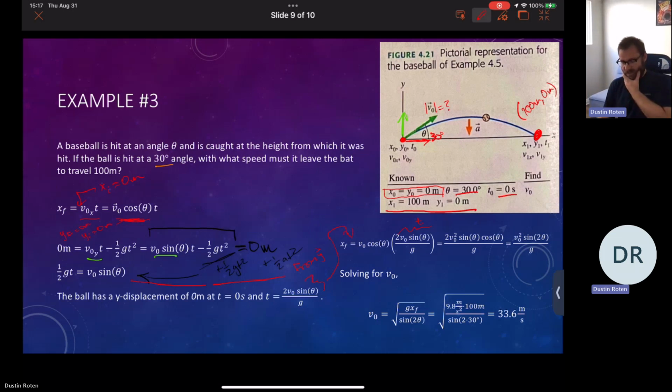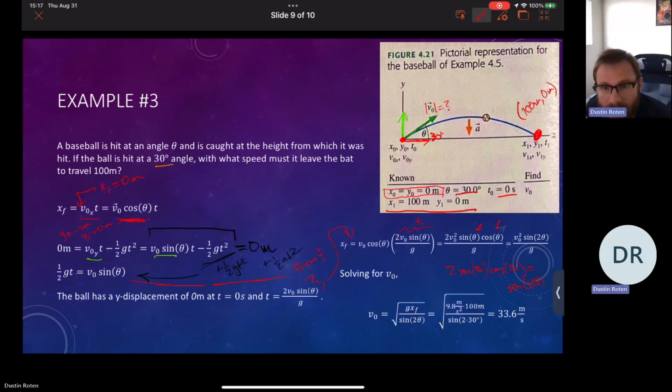Okay, now we have to do some fancy footwork here. I plugged it in and just rearranged. I brought the v out. Notice that there are two v naughts, so now it's v naught squared. We have a sine theta and a cosine theta floating around. It turns out that you can take 2 sine theta times cosine theta, and that is just equal to sine 2 theta. So I've used this trig identity.